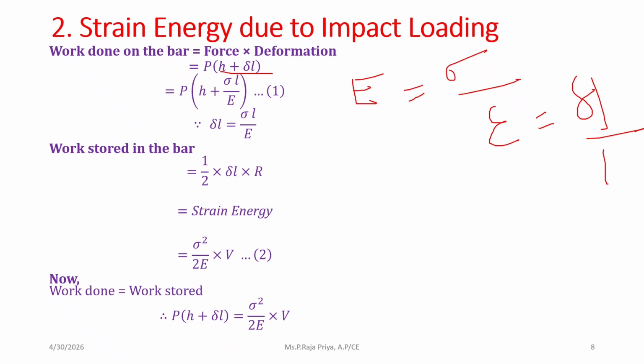The strain energy, we have already derived from the first derivation, which is due to gradual loading. We derived that strain energy U is equal to sigma square by 2E into V, so we are taking that equation directly. The work done is P into (h plus delta L), which is equal to the work stored, which is the strain energy stored, that is sigma square by 2E into V.